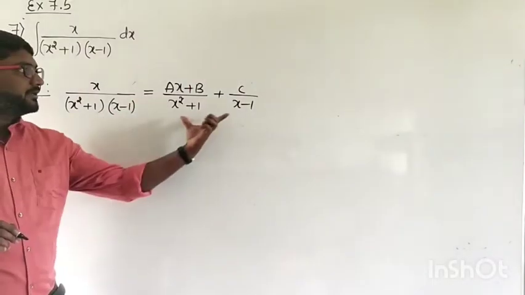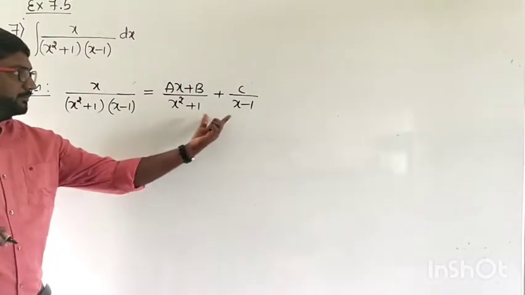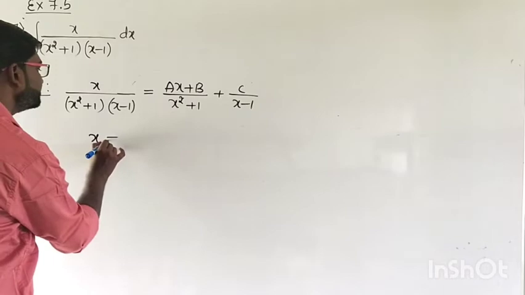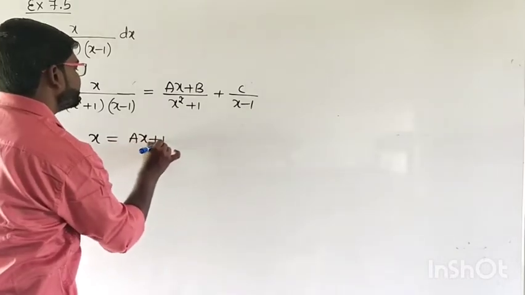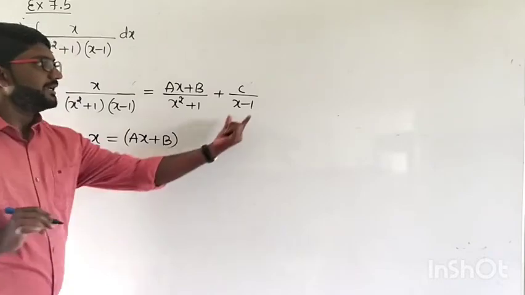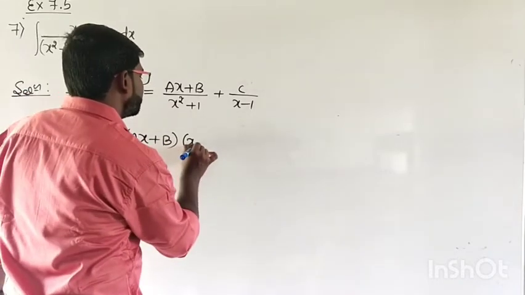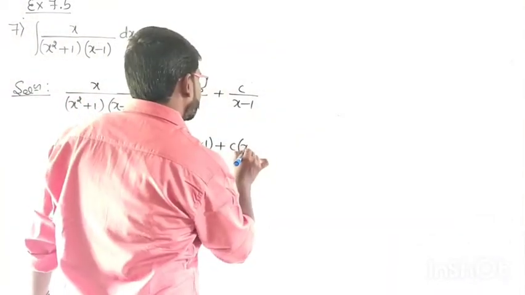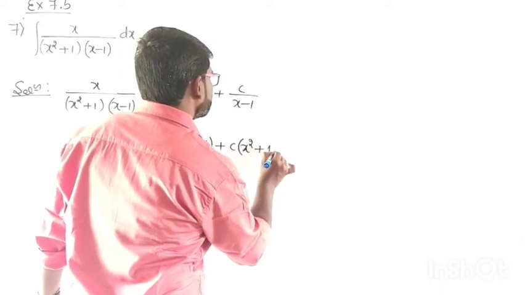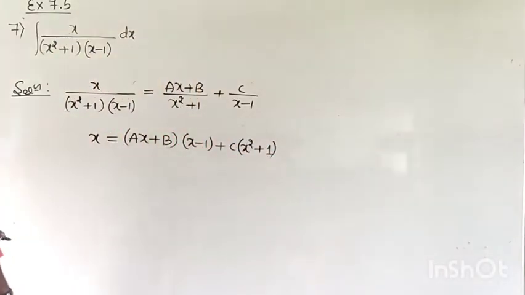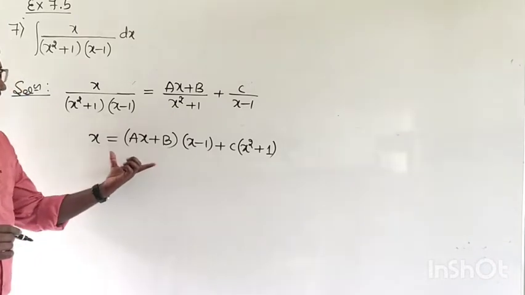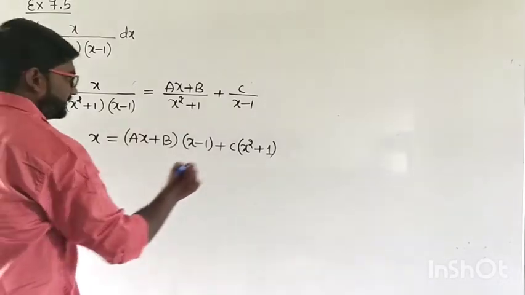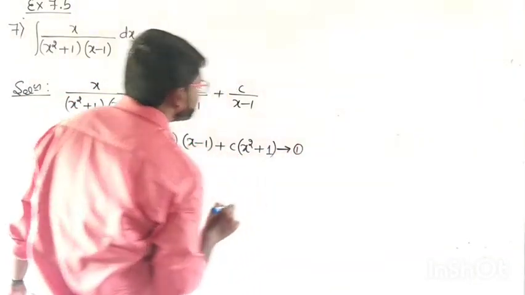So we have to take up LCM in the right hand side. Both the denominators get cancelled. Write the term directly now. Ax plus b into this term, it is x minus 1, plus c into x square plus 1. So now I go for multiplication. Now multiply these two terms with these two terms. So here I call this as equation number 1.